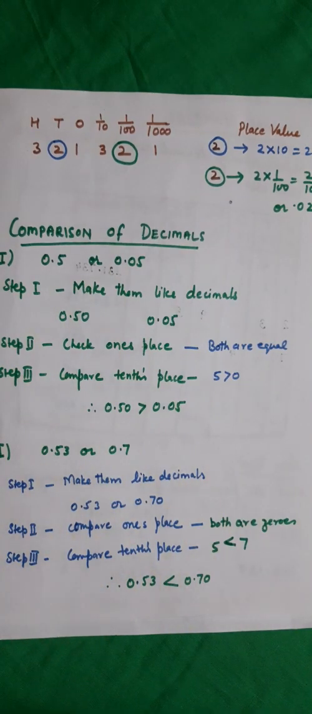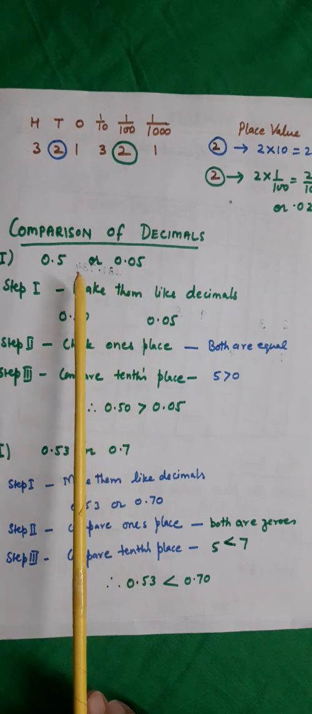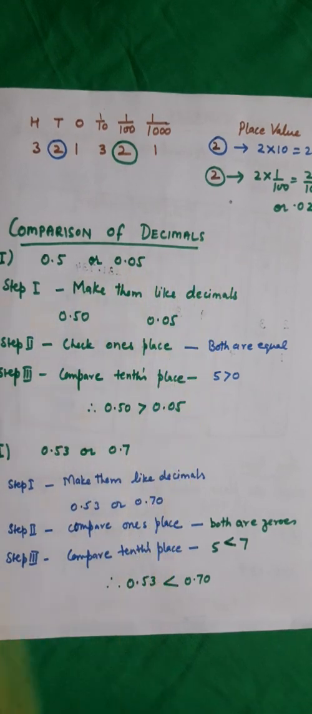Now let us move on to comparison of decimals. This is quite interesting. Here we should know the concept of like decimals. Like decimals are those numbers which have the same number of digits after the decimal. Right, this will play a very important role when I have to compare the decimals.